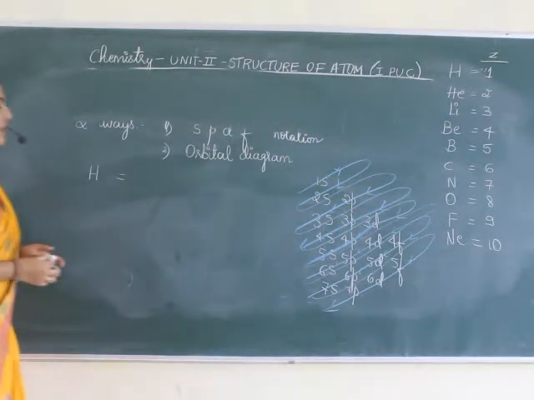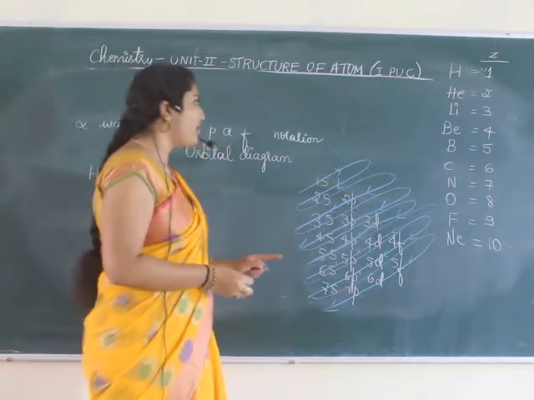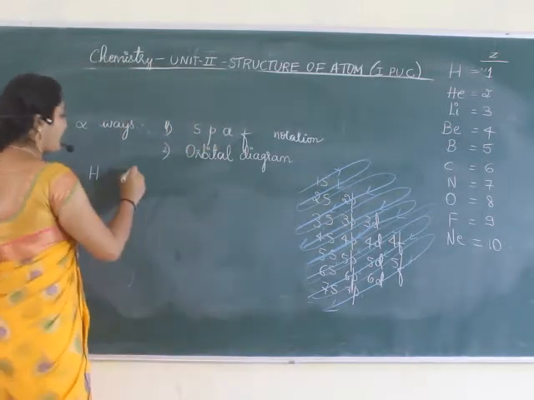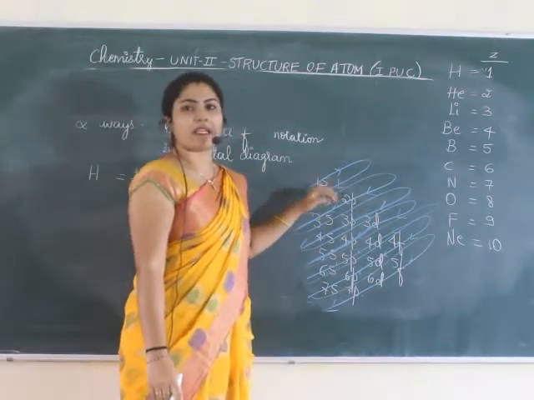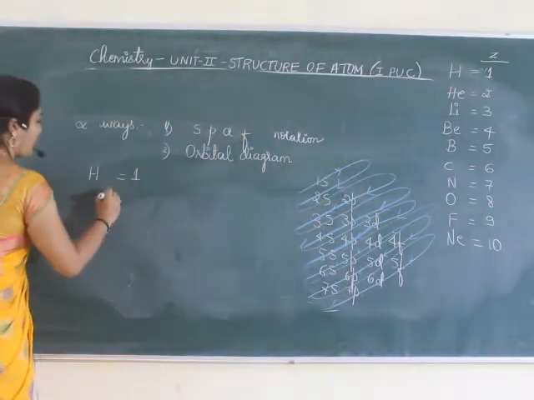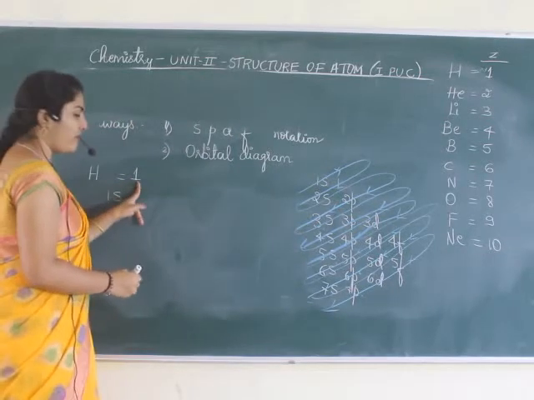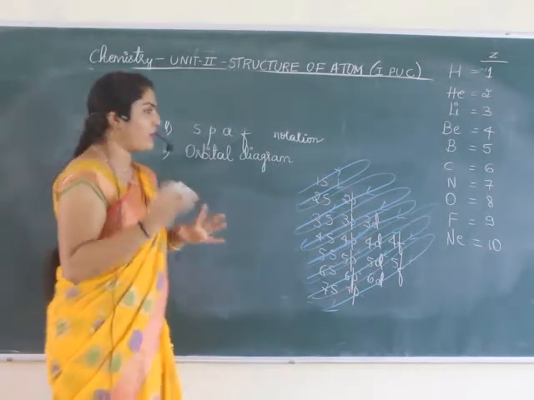So we shall write the electronic configuration for hydrogen. Hydrogen means atomic number is 1. That means one electron has to be filled in which one? 1s, which has lower energy. So in 1s, how many electrons are getting filled? 1.